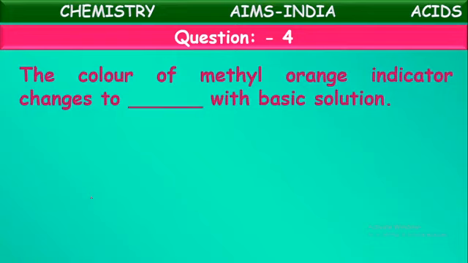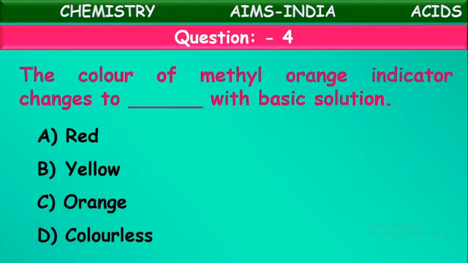The color of methyl orange indicator changes to dash with basic solution. What is the color of methyl orange? It is orange color. So it shows different colors with acids and bases. They're asking here, how does it change its color with the basic solution? See options: red, yellow, orange, or colorless. What is that color, children? Yes, methyl orange changes its color to yellow on mixing with basic solutions. Color changes to yellow.